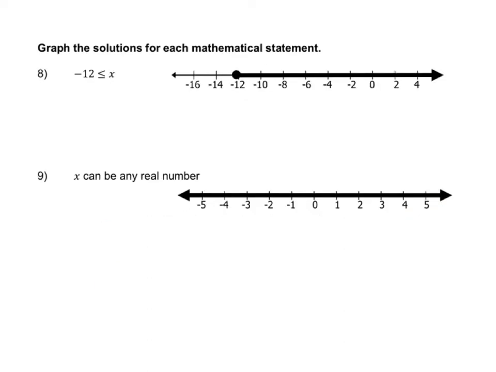Number 8 and 9, here's what you should have graphed. Number 8, we have our boundary value of negative 12. Right? And negative 12 is a solution. Right? And if I were to put negative 12 in, that's true. Right? Negative 12 is less than or equal to negative 12. So negative 12 is a solution. That's why it's a closed circle.